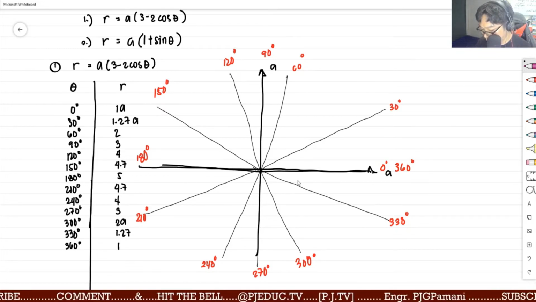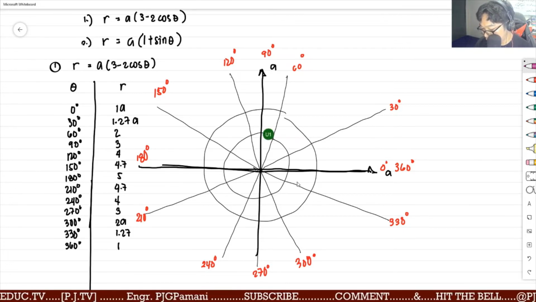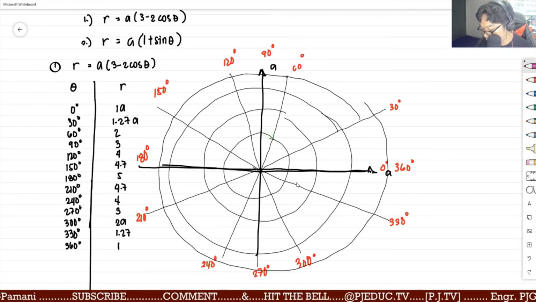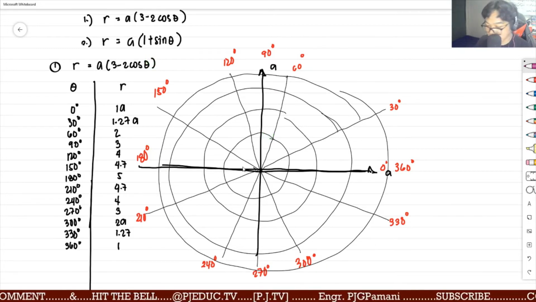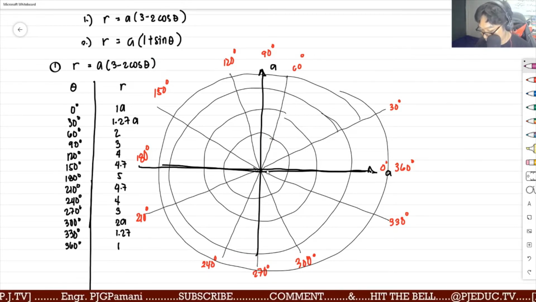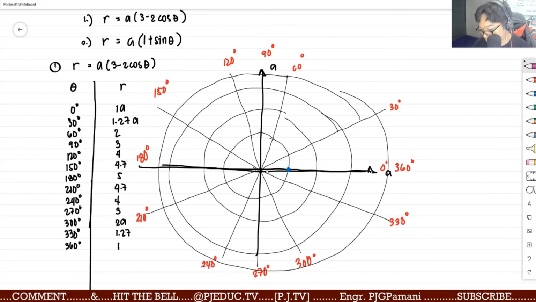Parang imagine, meron tayong continuous loop here. 1, 2, 3, 4, and so forth. 5. Hanggang mag-5 yan. Okay? Pasensya nyo na yung drawing. That is 0 degree is 1. 30 degree, 1.27. So around here.